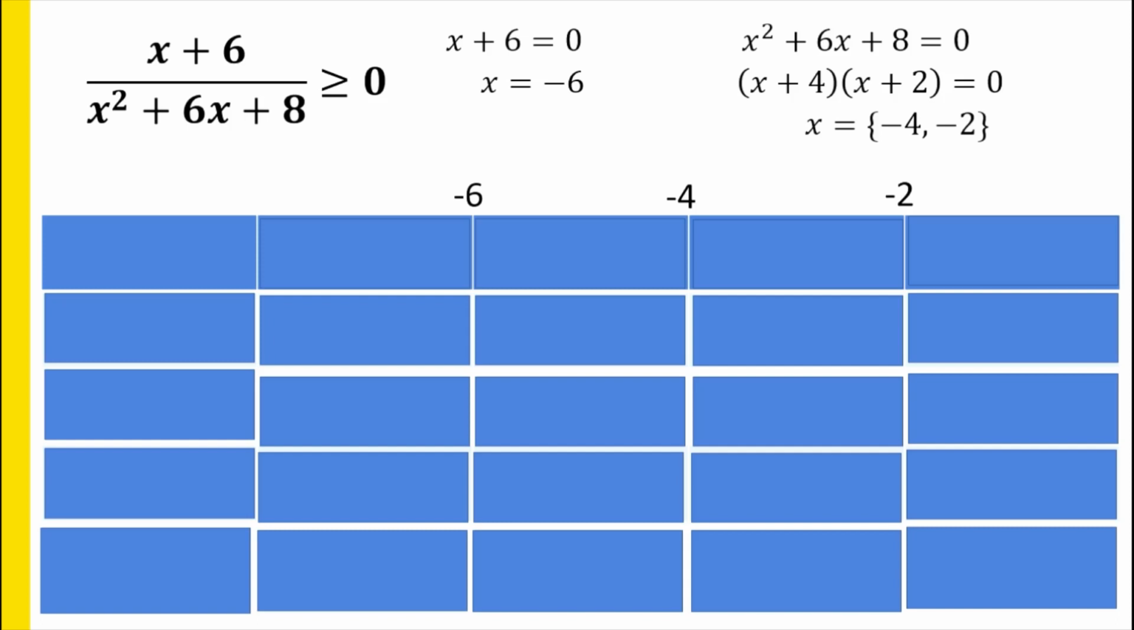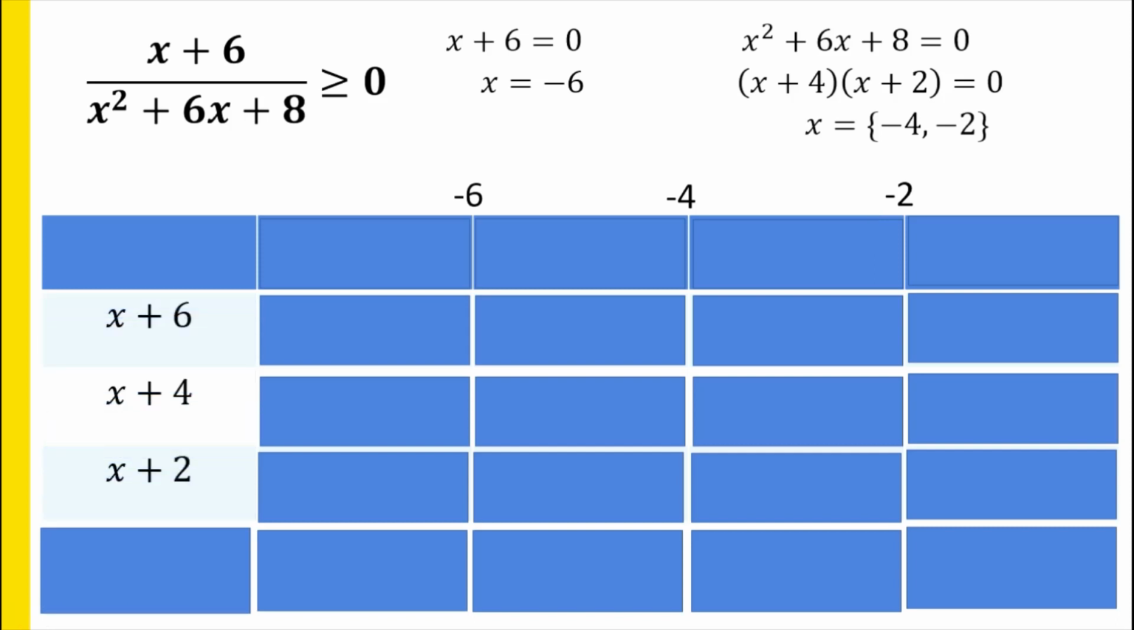Always remember, it's always increasing. Just imagine that this is a number line, so the values here should be increasing: negative 6, negative 4, and negative 2. Then we have our different factors, x plus 6, x plus 4, and x plus 2, and then our rational expression on the left-hand side. Since we have three critical values here, we now have four inequalities.